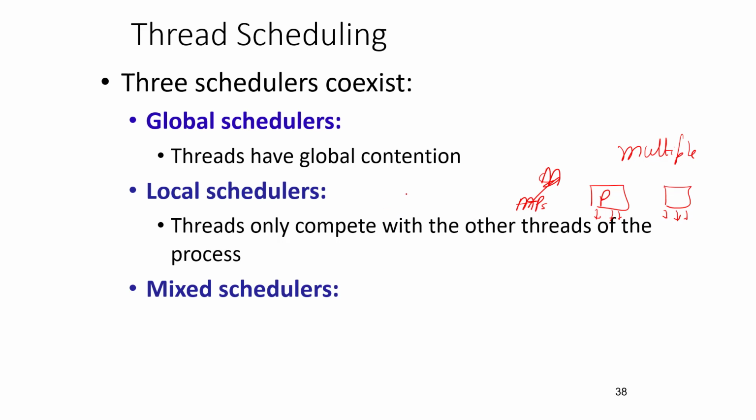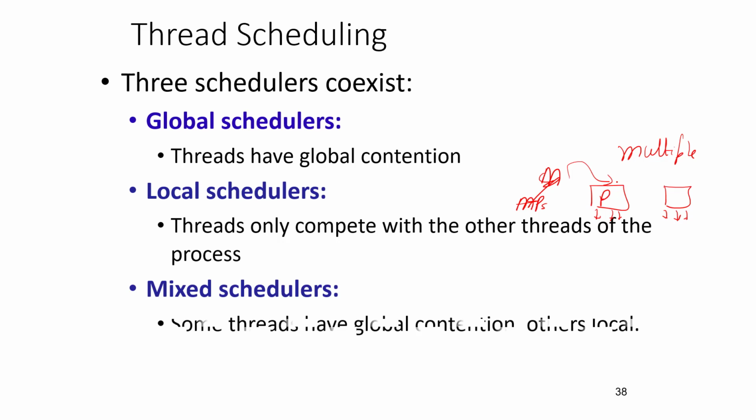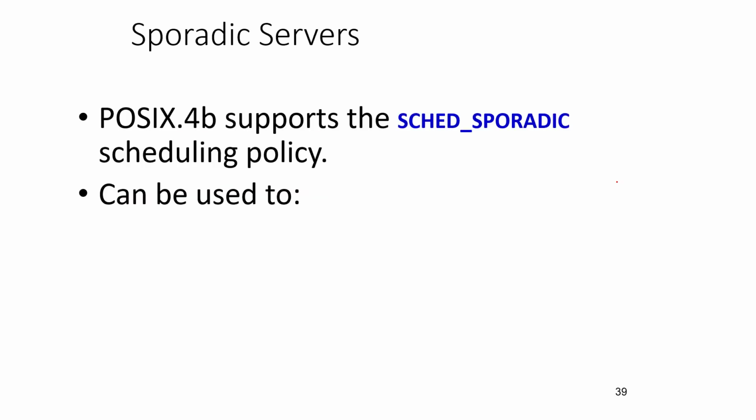Again, in most embedded systems, we will not have the luxury of doing this because we will not be supporting multiple multi-threaded processes, unless the system is very large. But at least from the point of view of understanding the space, it's important to have this information. And mixed schedulers are where we have two kinds of threads. Some threads have global contention, and some threads have local contention.